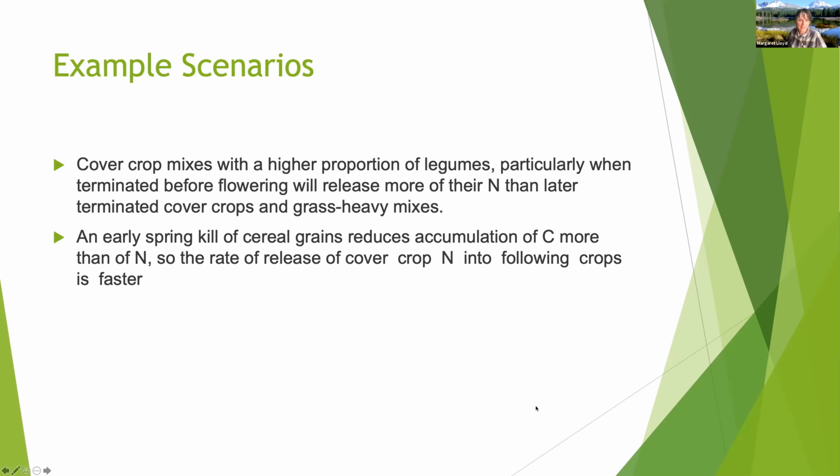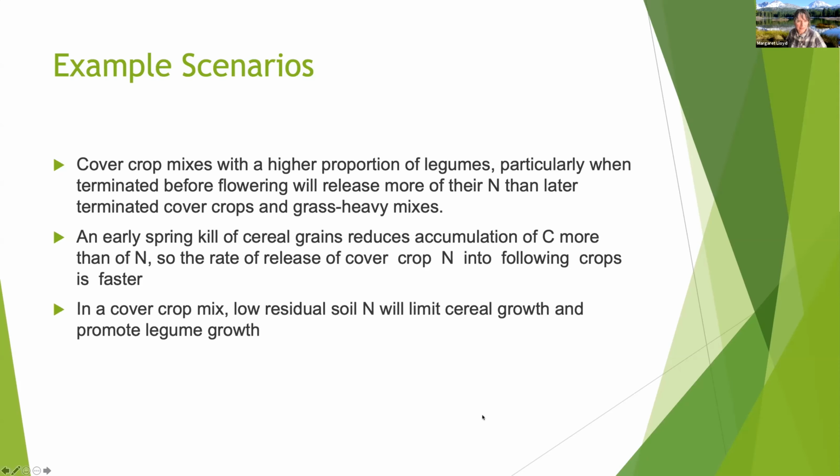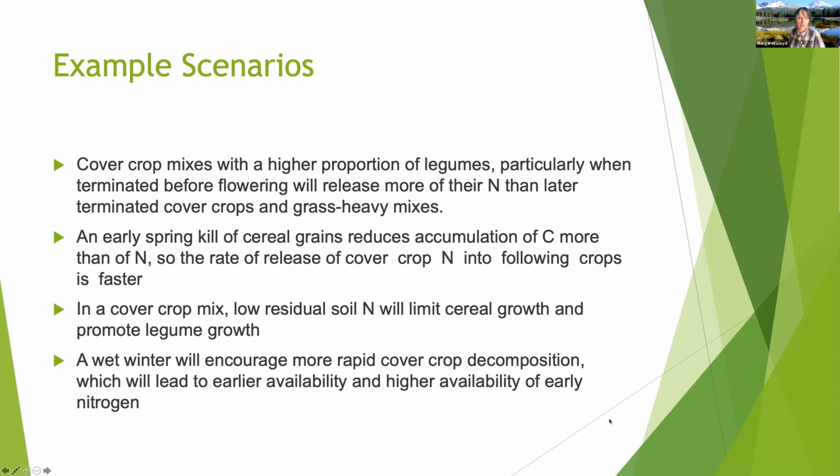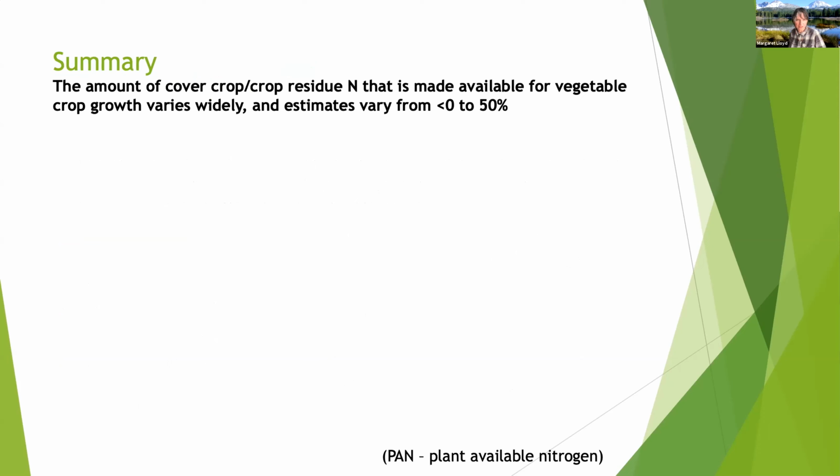An early spring kill of cereal grains reduces accumulation of carbon more than nitrogen. So the rate of release of the cover crop N into the following crops is faster. In a cover crop mix, low residual soil N will limit cereal growth and promote legume growth. A wet winter will encourage more rapid cover crop decomposition, which will lead to earlier availability and higher availability of early nitrogen. So we have to keep thinking about every year's conditions and putting it all together.